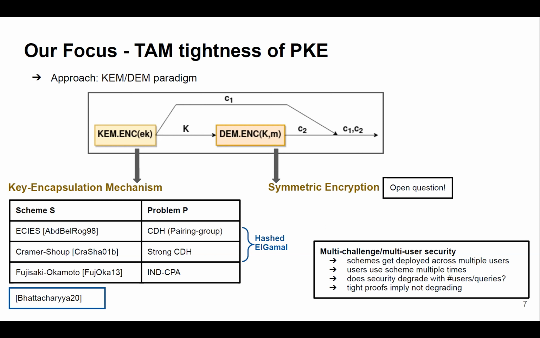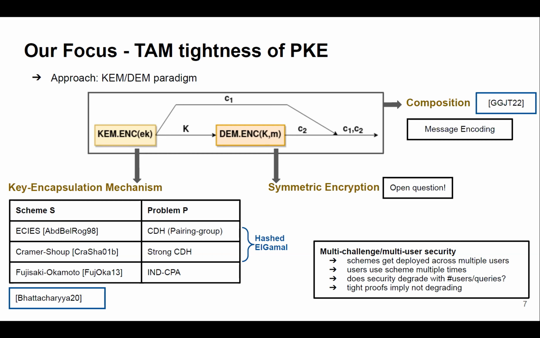For our work, we focus on the public key components of this construction and assume that a symmetric key encryption scheme of sufficient security is available to us. The third and final component of this construction is the composition in the KEM-DEM paradigm, which was studied by Giacon, Kiltz, Jaeger, and Tessaro in Eurocrypt 2022, where they used a message encoding technique to time-tightly prove the security of PKE schemes in such constructions and reduce it to the CCA security of the underlying components. However, this reduction relies on a specific construction for the underlying KEM. We extend this work and give proofs for the composition which are independent of the underlying KEM.